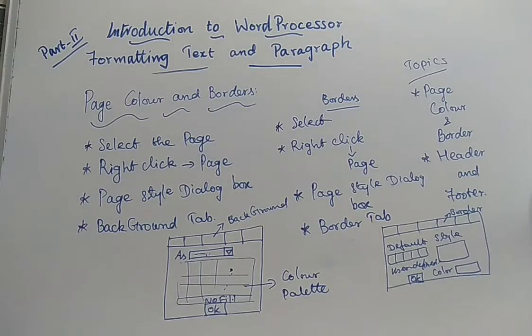In that, if you are willing to change the background color, you have to click the Background tab. If you are willing to change the border, click the Border tab. Based upon your need, you can change the borders and the background color. Are you clear with the procedure for changing the page color and page borders? Yes, next we can have the next one.